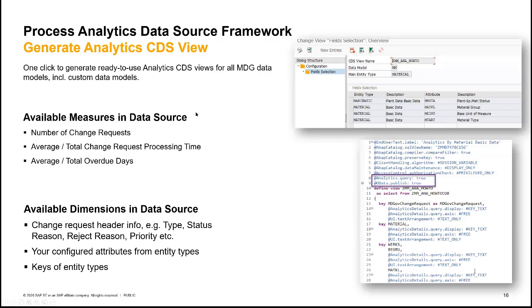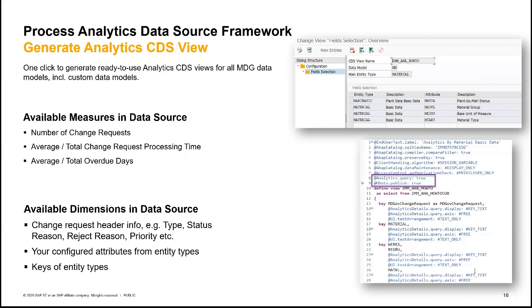So with this CDS view, when it is generated from the tool, you will get those measures in the data source or the CDS view: number of change requests, average processing time, or total processing time. Those measures are offered to you to analyze the change request efficiency.